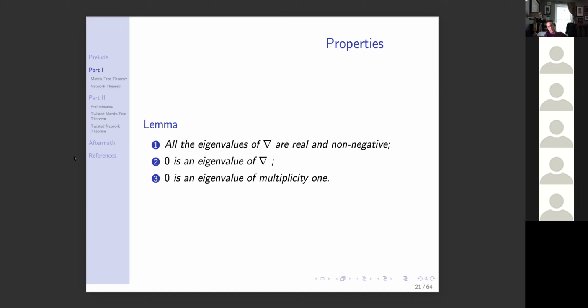Okay, here's a lemma, properties of the graph Laplacian, which follow from elementary linear algebra. Number 1 is all the eigenvalues are real numbers and non-negative. Number 2 is 0 is always an eigenvalue of the graph Laplacian. And the third thing, which is probably the hardest to prove of all 3, is that 0 has multiplicity 1 as an eigenvalue. That last statement follows from the graph being connected.